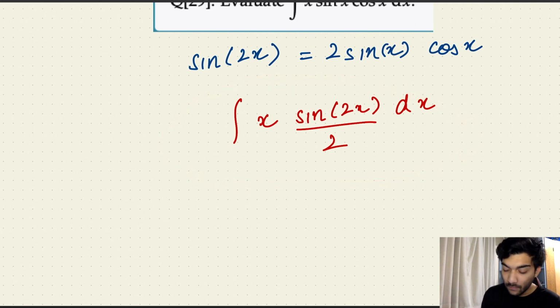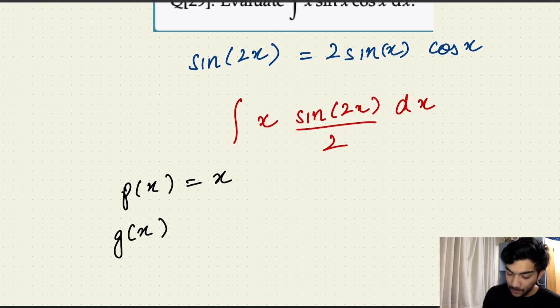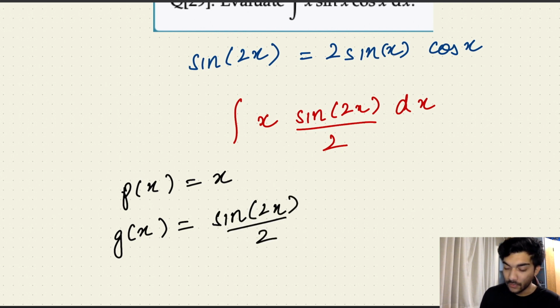So we know that when we have one function as the polynomial function and the second function as a trigonometric or an exponential function, when we are dealing with integration by parts, we always assume our first function to be the polynomial function and the second function to be the trigonometric function. So the trigonometric function in this case is simply sin 2x by 2.